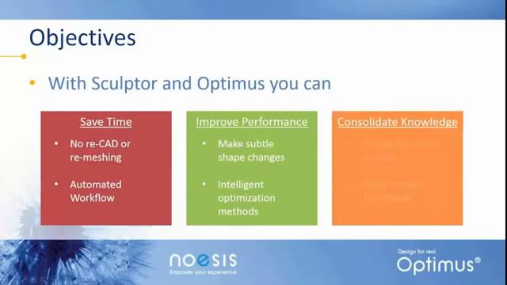And then finally, we'll show that you can use Sculptor and Optimus to consolidate the knowledge that you're able to gain from the optimization and analysis cycle. You can then, as I mentioned before, distribute that intellectual property through Excel so that non-CFD users can access and create new simulations quickly.